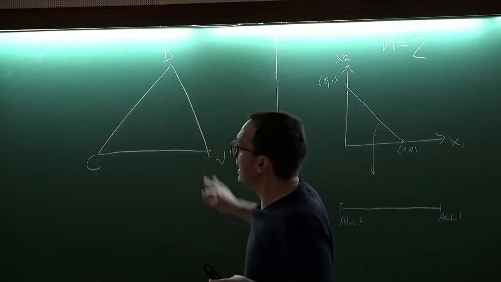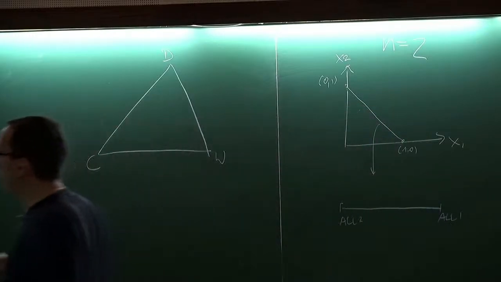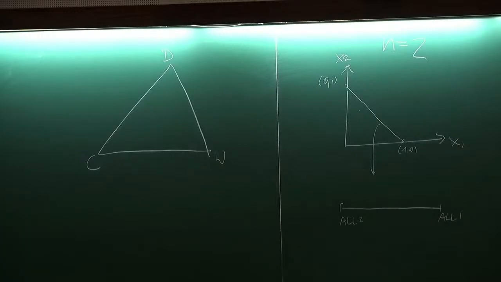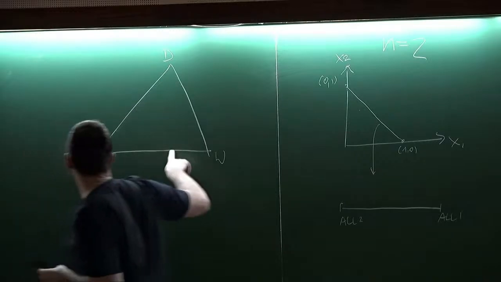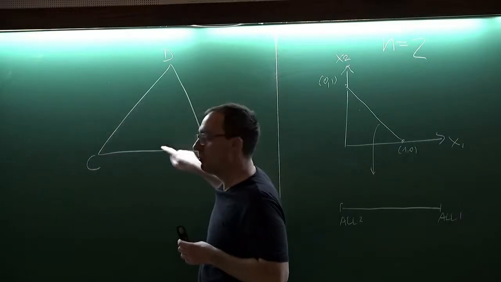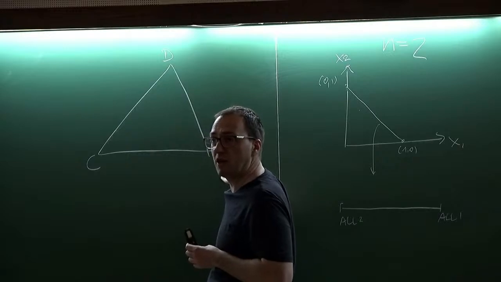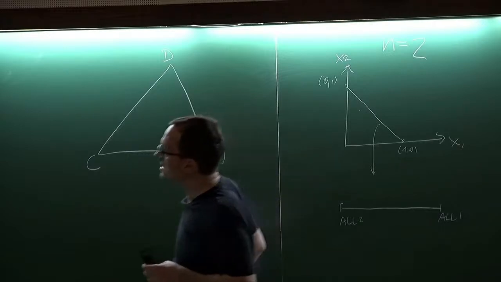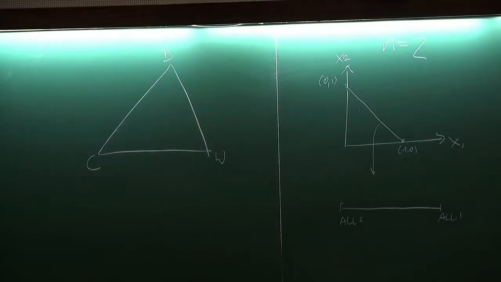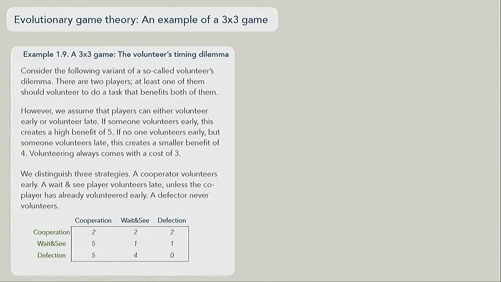Now, usually how this is done is, before you even start with the whole game, you look at the restricted game, at the boundaries here. Suppose there are no defectors, what happens between cooperators and wait and see? So you ignore the 3rd row and the 3rd column, and you only look at this submatrix. Now this is easy because this is a 2x2 game. We already know how to analyze 2x2 games, and we have already developed a formula for that.